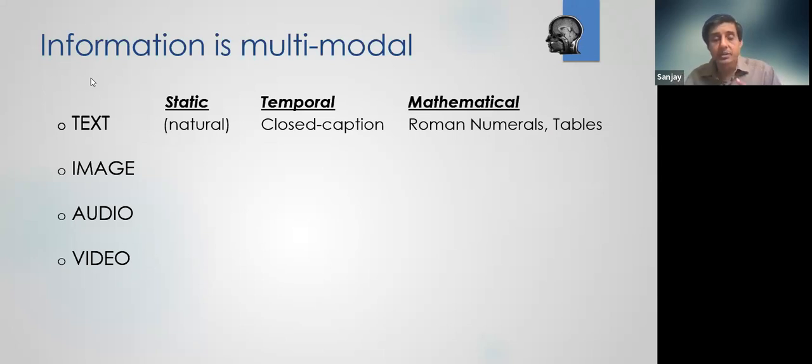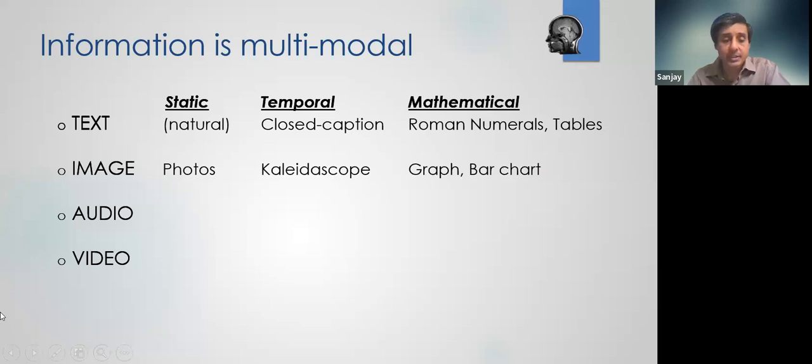For example, you can have a table that doesn't even actually have to have numbers in it. You can have a table with images, you can have a table with words. And that table can encode, for example, the frequency of something, how often something occurs. So that's an example of mathematical information using text.